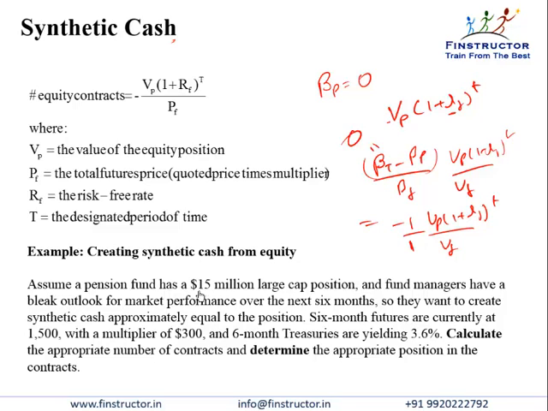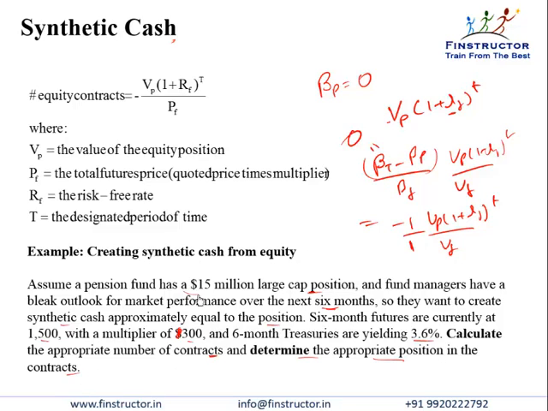Assume a pension fund has a $15 million large cap position, and fund managers have a bleak outlook for market performance over the next 6 months. So they want to create synthetic cash approximately equal to the position. 6-month futures are currently at 1500 with a multiplier of 300, and 6-month treasuries are yielding 3.6%. Calculate the appropriate number of contracts and determine the appropriate position in the contracts.